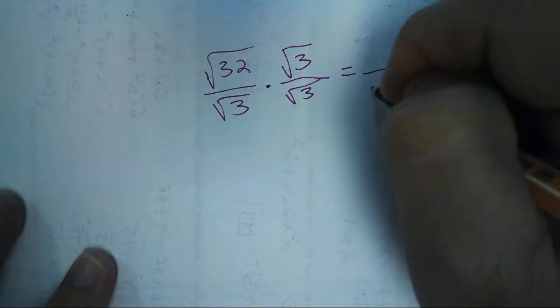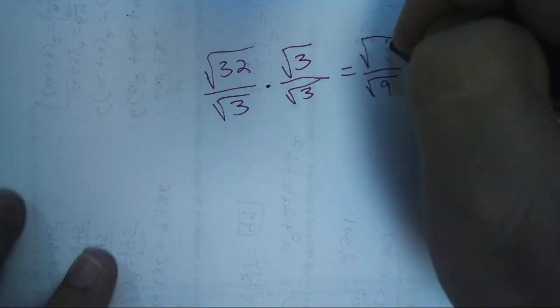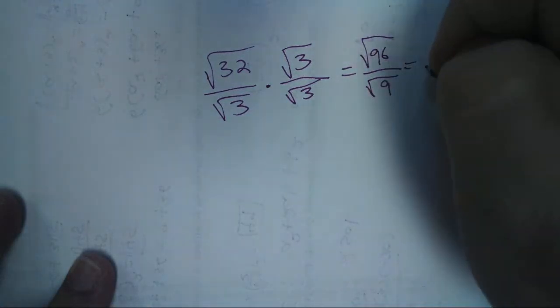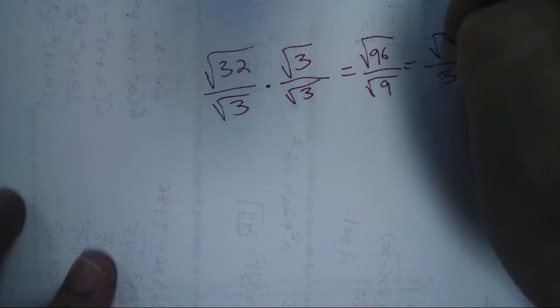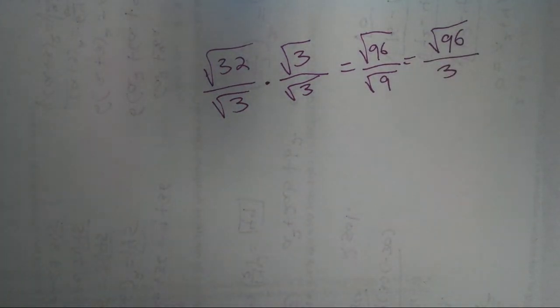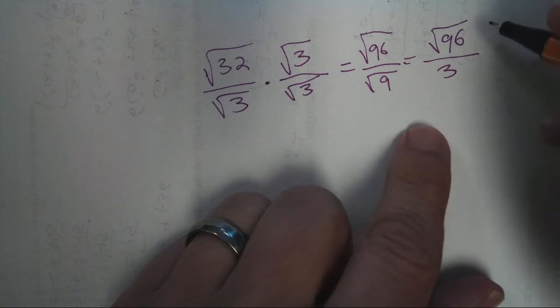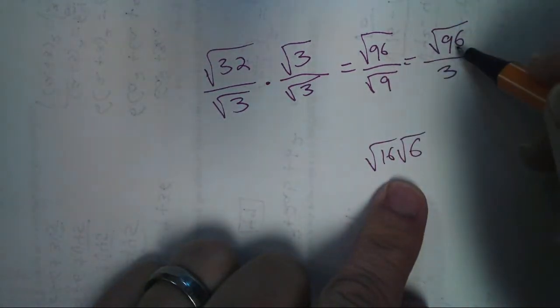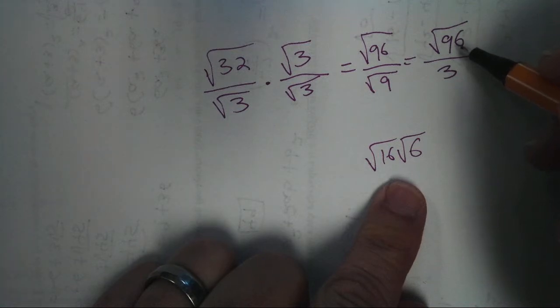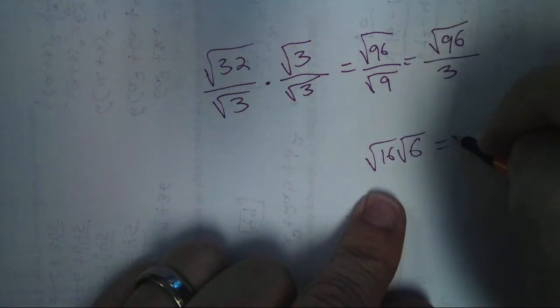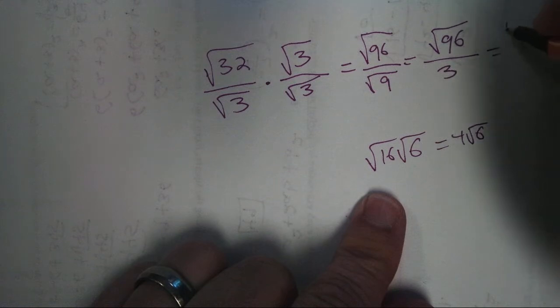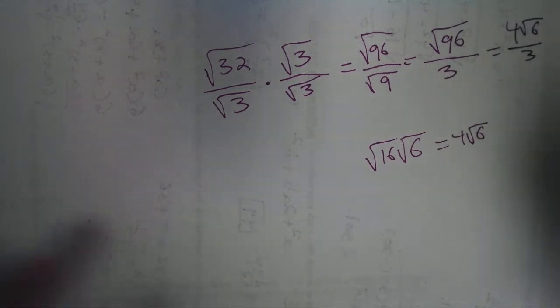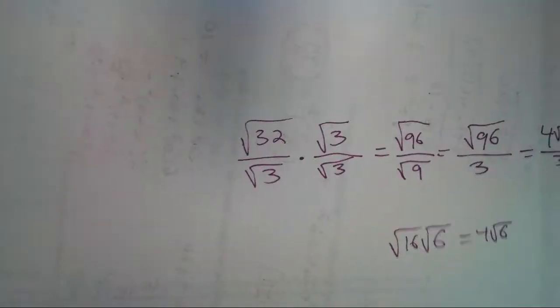So 3 times 3 is 9. 32 times 3 gives us our 96. Square root of 9 is 3. Square root of 96 is not a perfect square. So then we look to see if any perfect squares will go into 96. And 16 will, because I can do 16 times 6 to give me 96. And the square root of 16 is 4. So this is really 4 root 6. So this is 4 root 6 over 3. That's what this simplifies to.